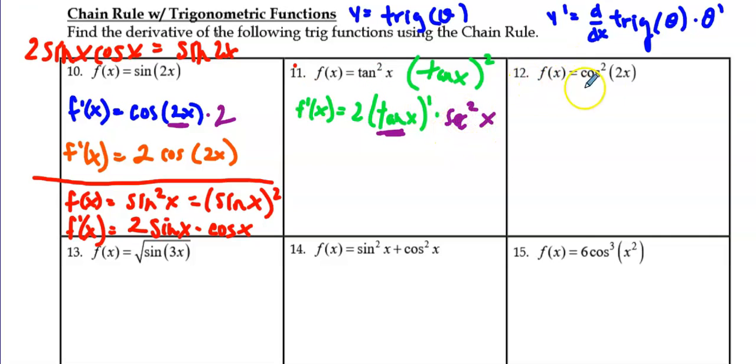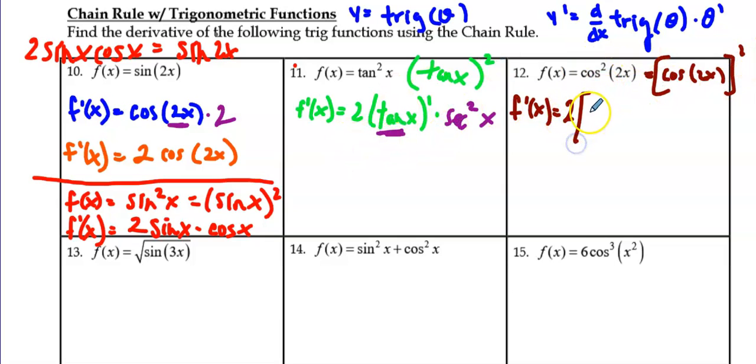So let's go a little bit further with our chain rule derivatives and now look at example number 12. And for 12, we're going to look at it again. We're going to rewrite this as cosine of 2x all raised to the second power. Okay, so let's find this derivative. So we're going to go ahead and do f prime of x, and just like in the previous example, we're going to move the 2 down.